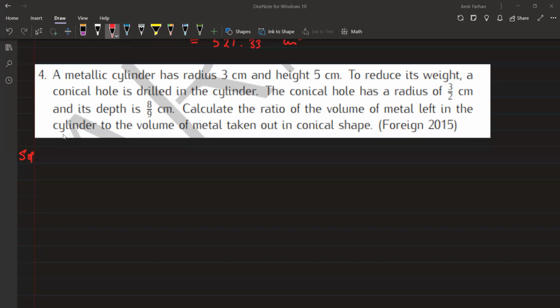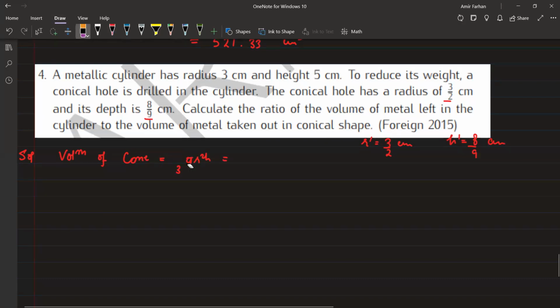So let's calculate the volume of the cone first. Volume of cone is 1 by 3 pi r square h. So the radius is 3 by 2 and the height is this. Let me write this as r dash is 3 by 2 centimeter, h dash is 8 by 9 centimeter. Clear?